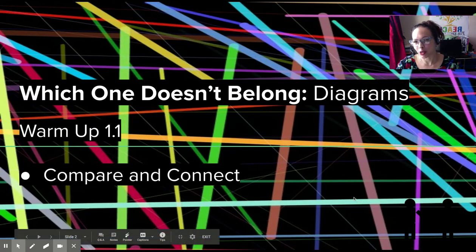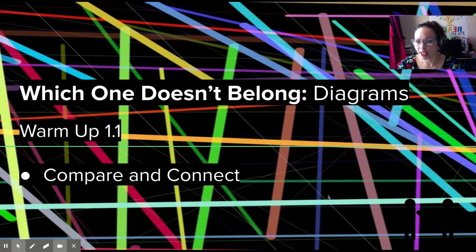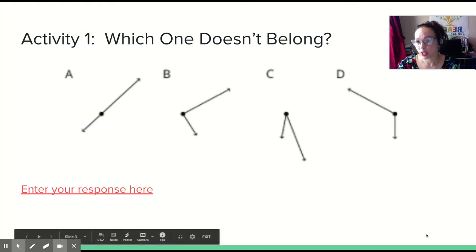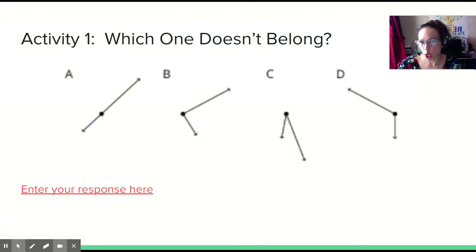First, I want to know which one doesn't belong. We're looking at diagrams. So here are 4 images. Which one doesn't belong?